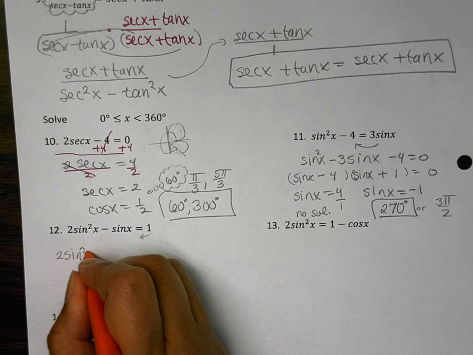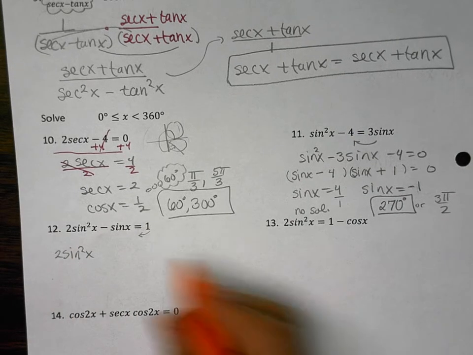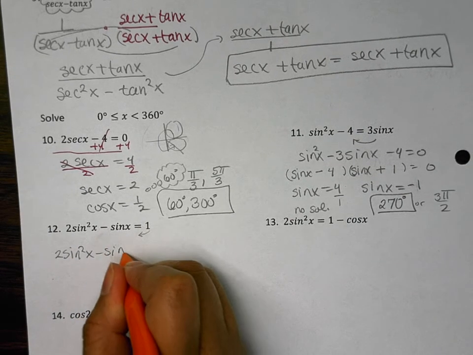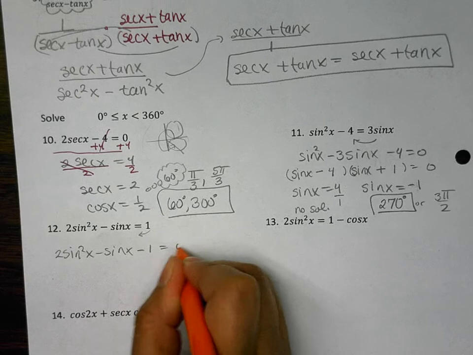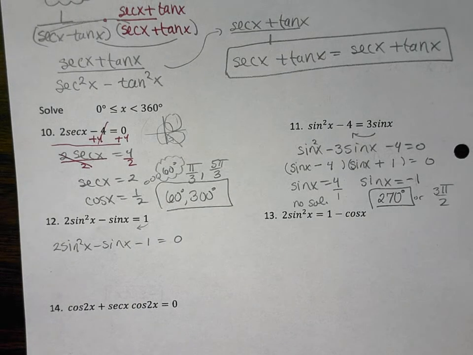Move the 1 over. Do you guys agree with her? 2 sine squared x. What goes next? The -1 or the minus sine x? -1.